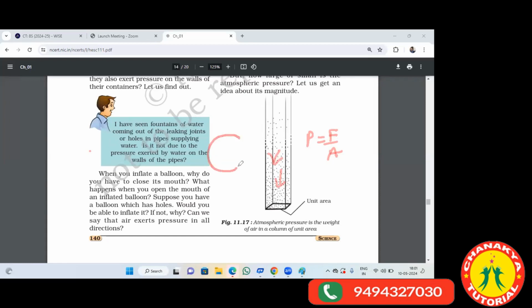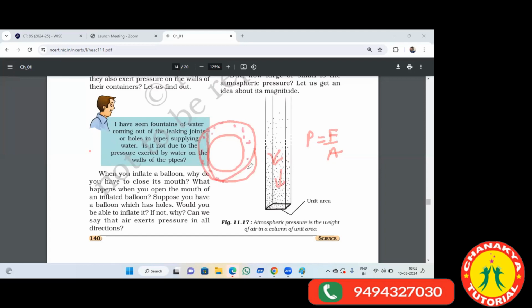Okay, let's try to do it like this. Suppose you have this earth, and around the earth we know that we have air molecules. Gas or air is present around the earth in the form of the earth atmosphere, right? So suppose this is the thickness of the air that is present everywhere around us.